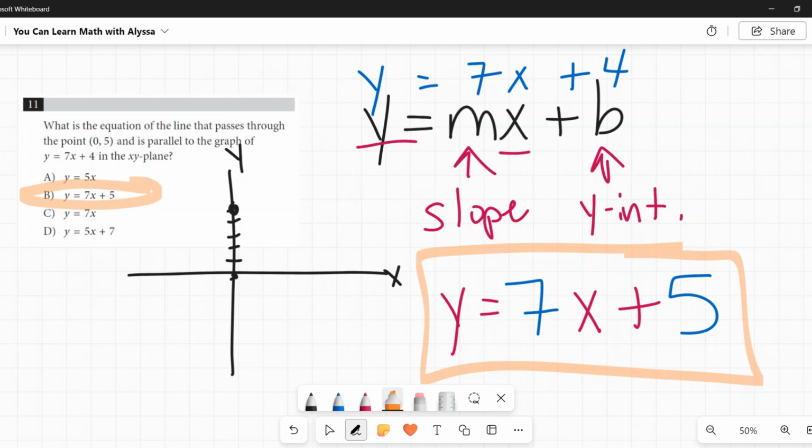But again, as I said, if you look at all these answers, there's only one that has plus 5 on it. So as soon as you figure out that the y-intercept is 5, that it's going to have a plus 5 at the end, you have your answer. That's why it's always a good idea to look at all your answers. I say even before you do the problem, just because a lot of times it gives you the answer.